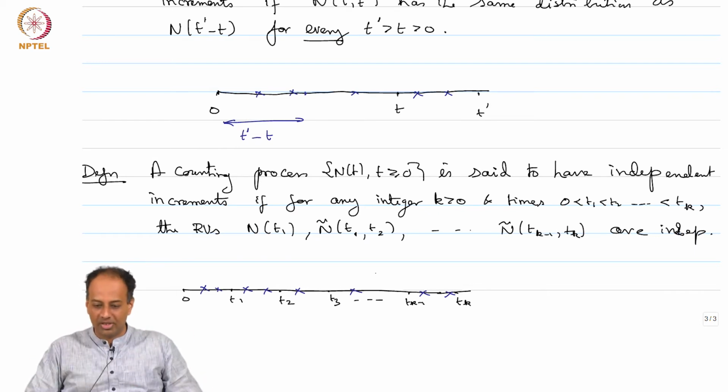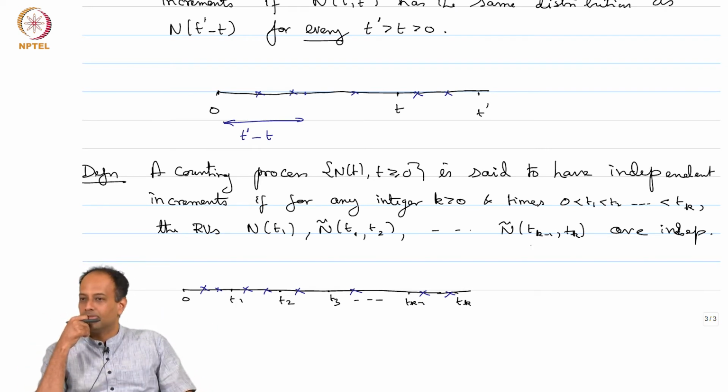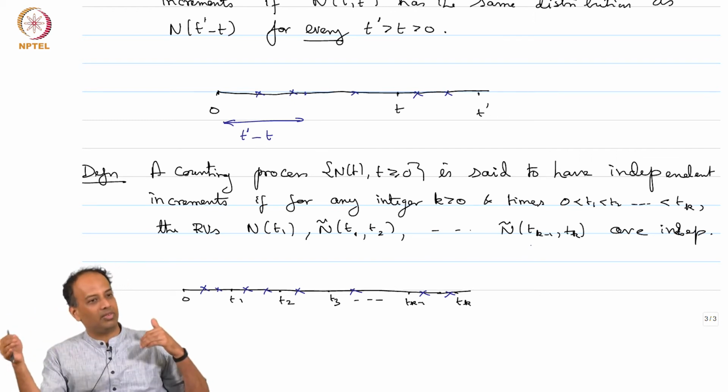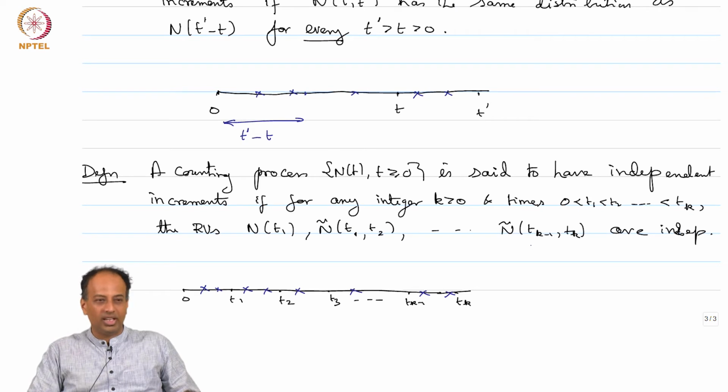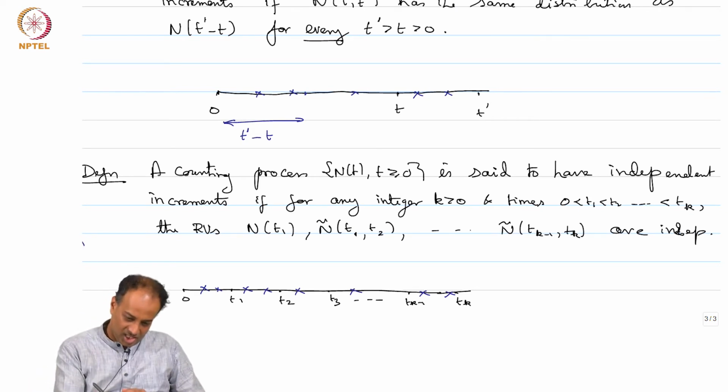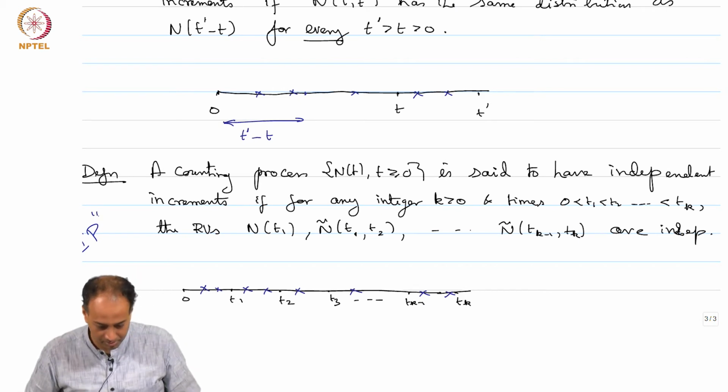So, you get how many random variables now? k, right, you get k random variables, there is N(t1), Ñ(t1, t2) and so on. These k random variables should be independent. Okay. No matter how you choose the t's. You can choose any number, k can be anything and t1, t2, t3, tk can be anything. For every such k and t1, t2, tk, if this k-tuple of random variables are independent, then the process is said to have independent increment property, okay, IIP for short. Okay.